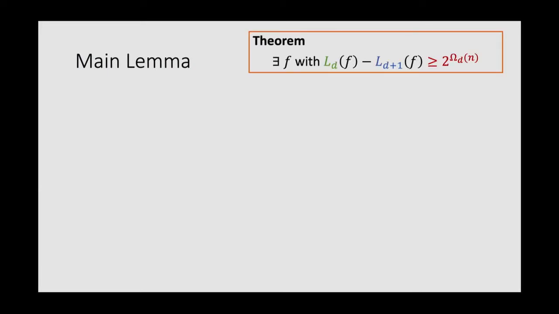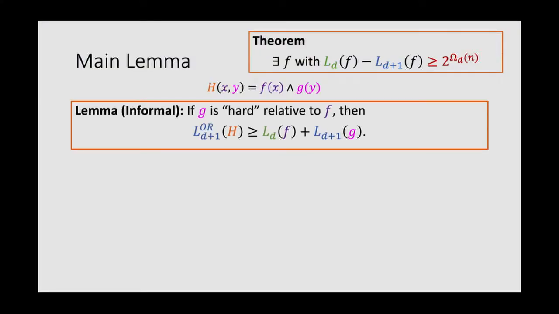Cool. Okay, so now let me tell you about this main lemma. This theorem we're aiming for is that there exists a function that's much easier at depth d than it is at depth d plus 1. And we have this tool, the direct sum operation, which says, you hand me two functions, I create a new function h, which is the AND of those two functions. And I said it acts nicely if you have the depth unrestricted. Turns out if you restrict the depth, something very interesting happens.